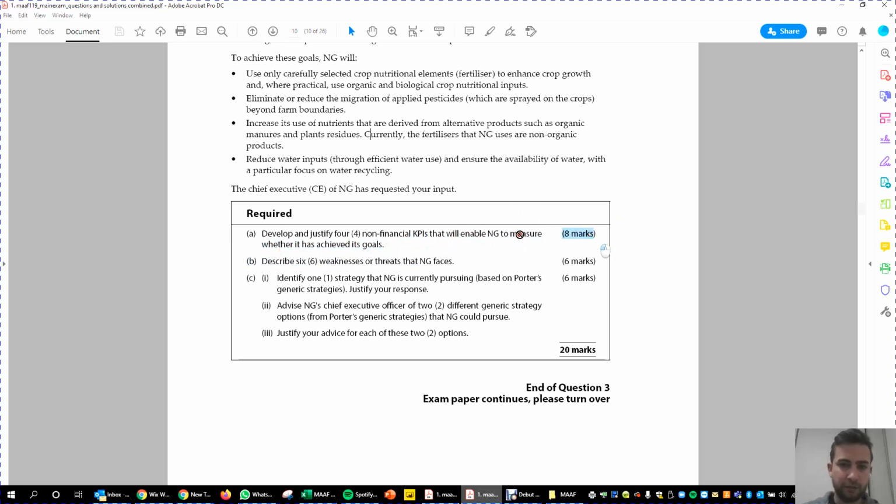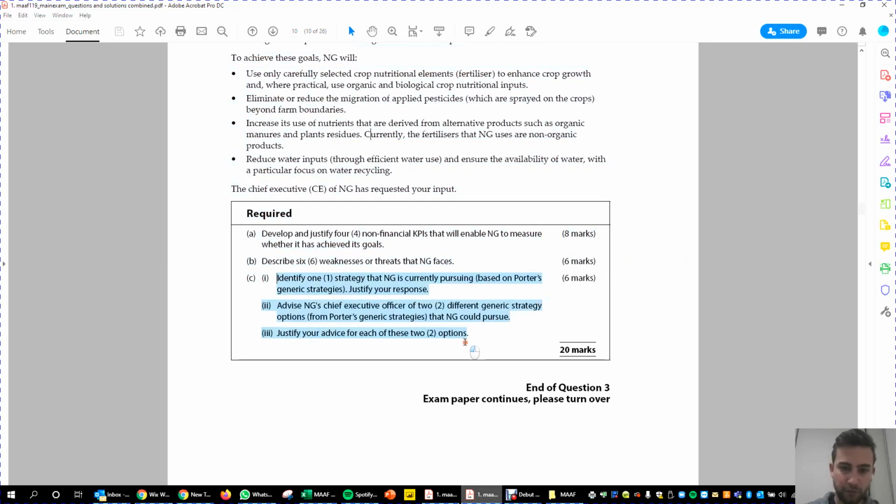So it's 8 marks, so we need to list 4 things and then provide an explanation, or justify I should say, for 4 of them. So it's 2 marks per thing. Then we need to identify 6 weaknesses or threats that they face for 6 marks. So it's 1 mark each.